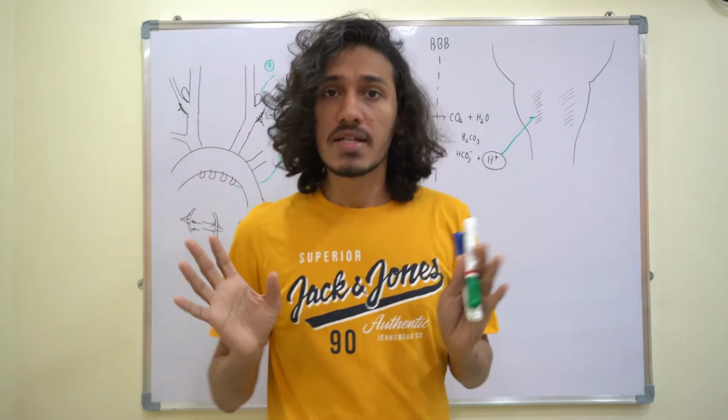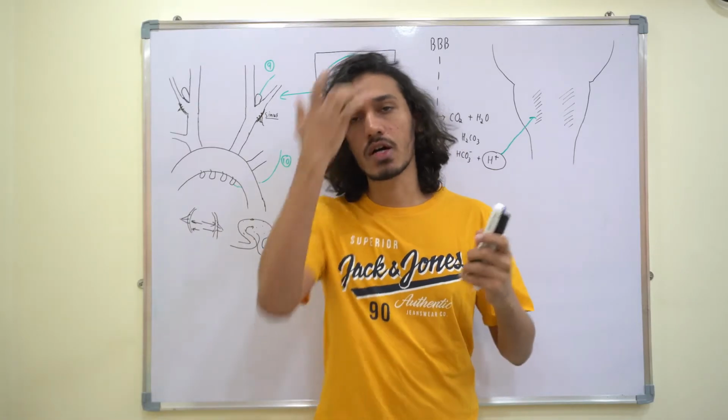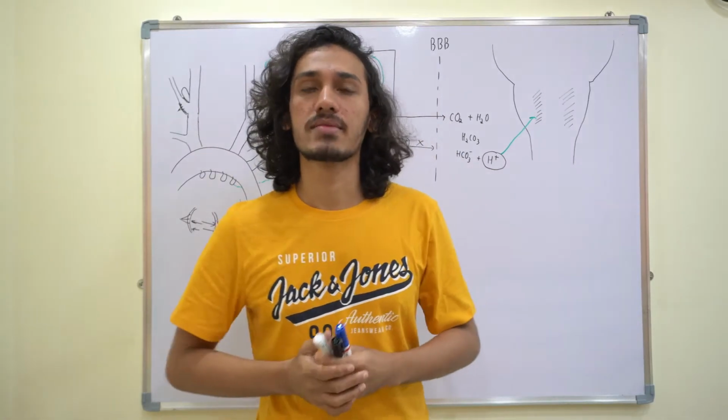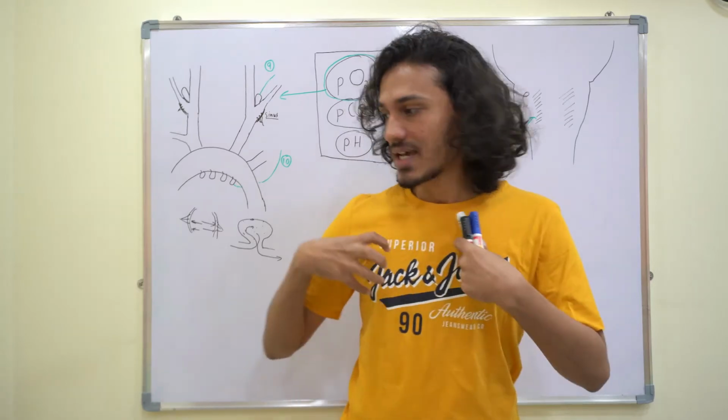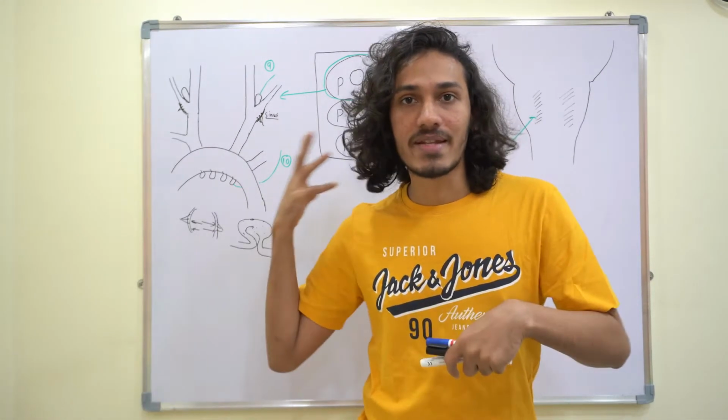So once you understood this, you need to understand something else. When you talk about central chemoreceptors and peripheral chemoreceptors, the peripheral ones are there outside the brain.